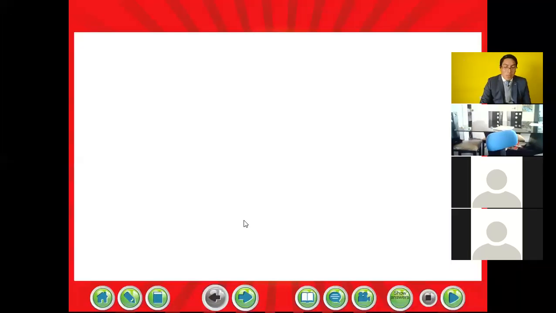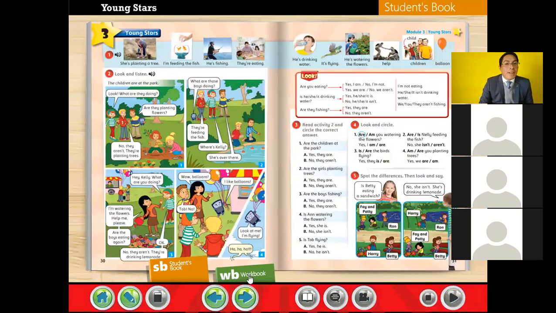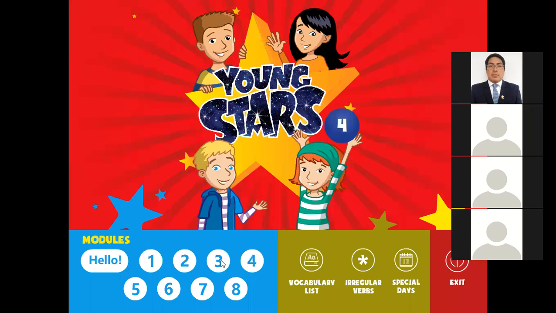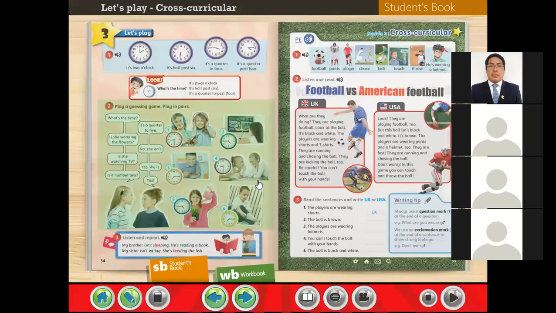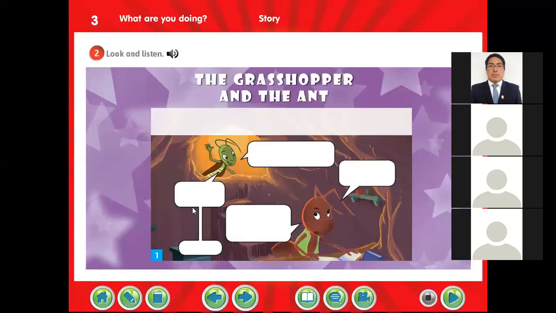Okay, so let's open please your books. Okay. I'm going to check that. Okay. Now, let's open please your books. We are going to watch a story, okay, about two small but interesting insects, okay? This is the story, okay? The grasshopper and the ant. So, let's watch first, okay? Only watch.